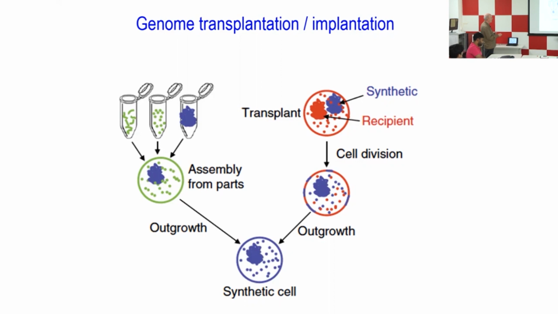For instance, antibiotic resistance or some metabolic capabilities, so that over subsequent divisions of the cells the existing genome will be diluted out, will be displaced, and then the new genome will take over.